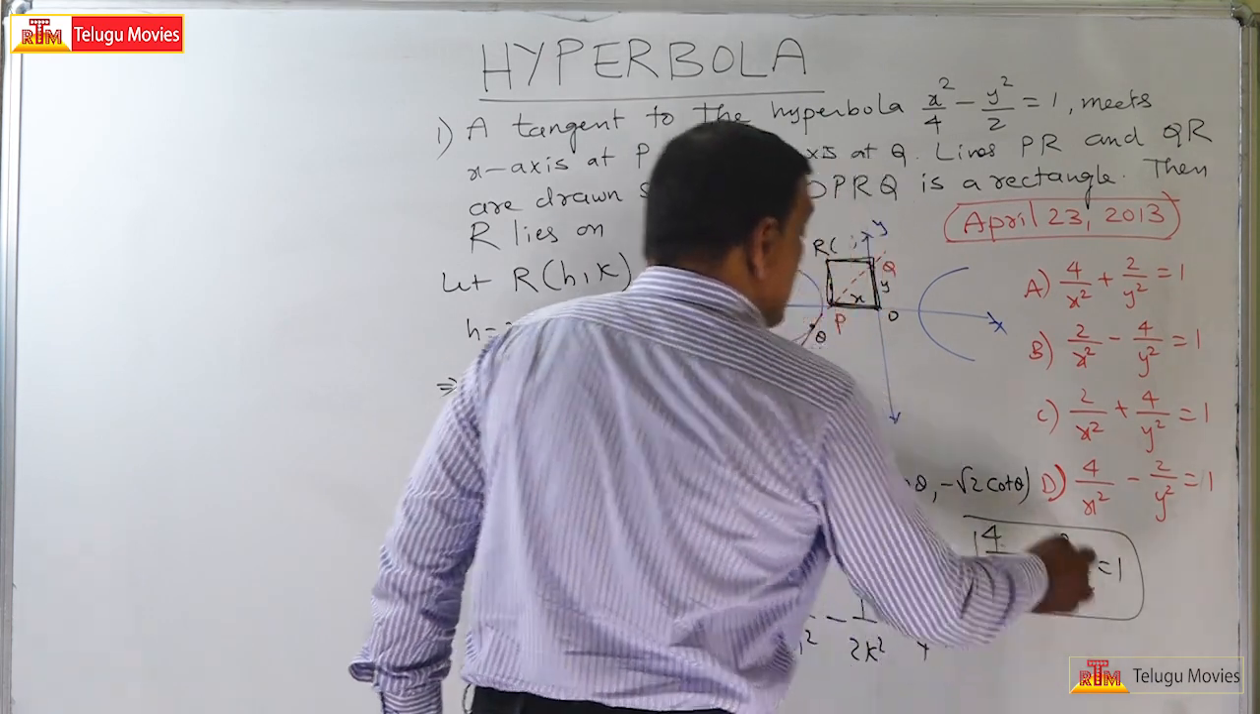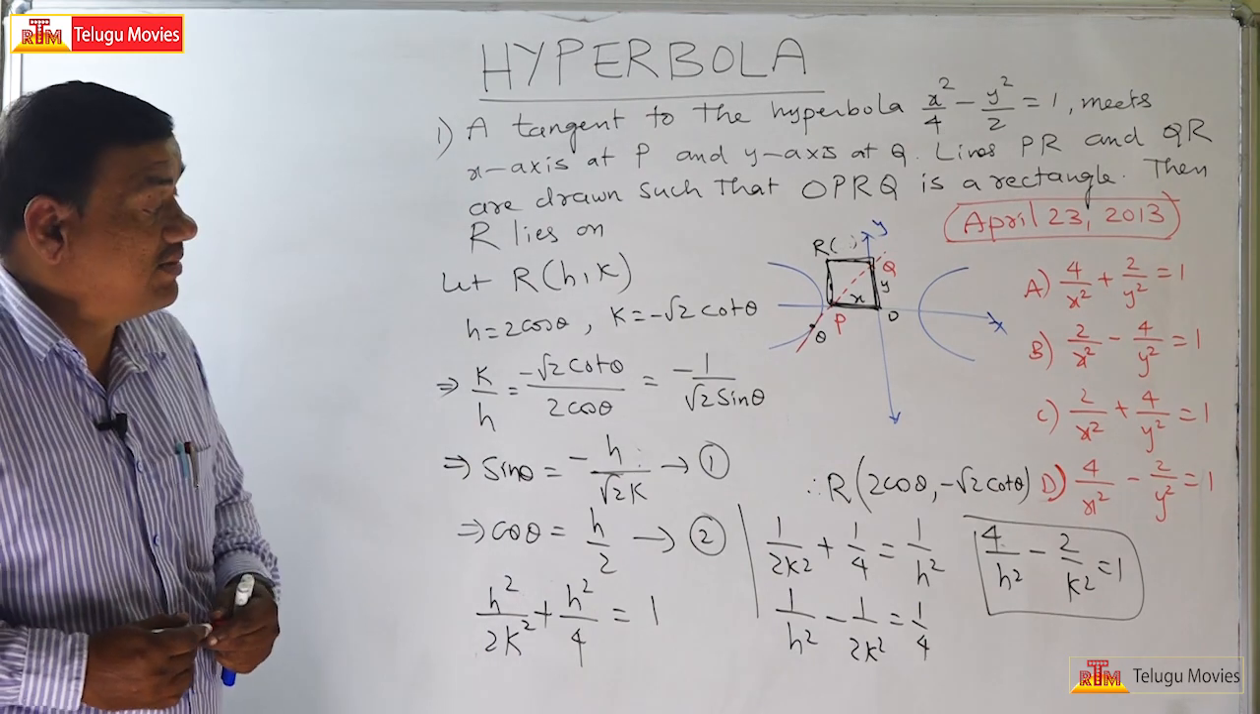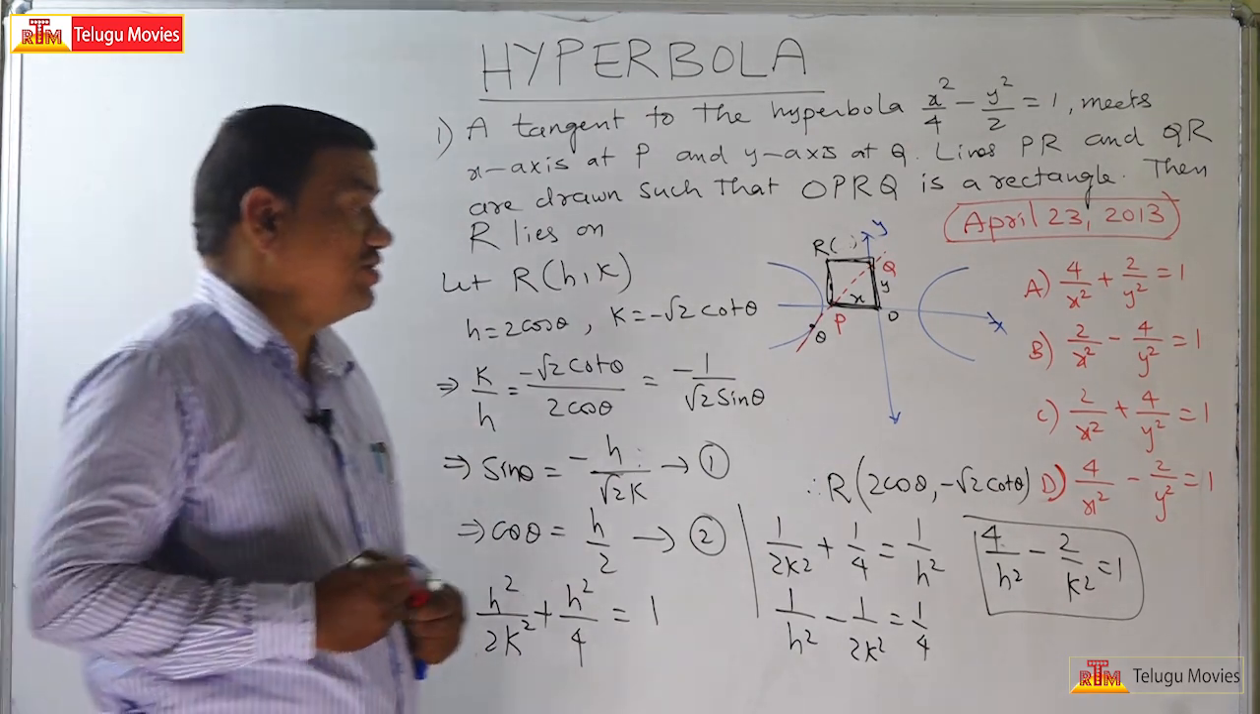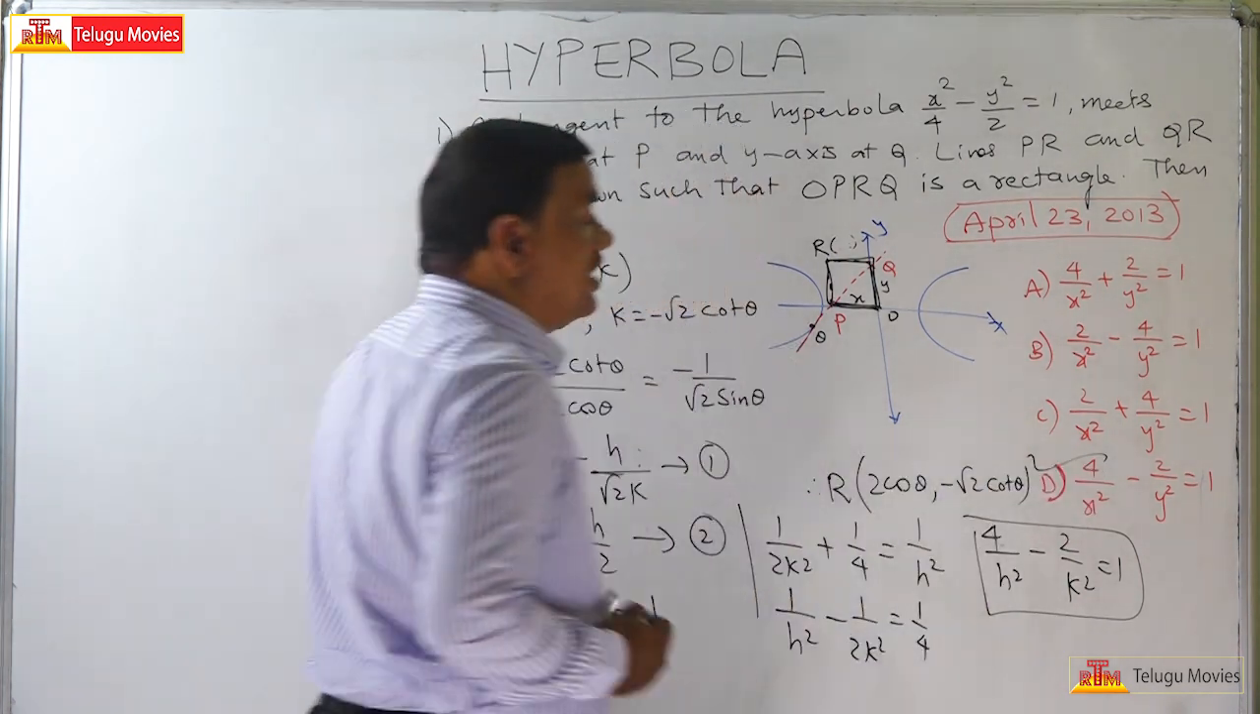Therefore, in place of h and k substitute x and y. Therefore 4 by x square minus 2 by y square is equal to 1. Therefore option D is the correct answer.